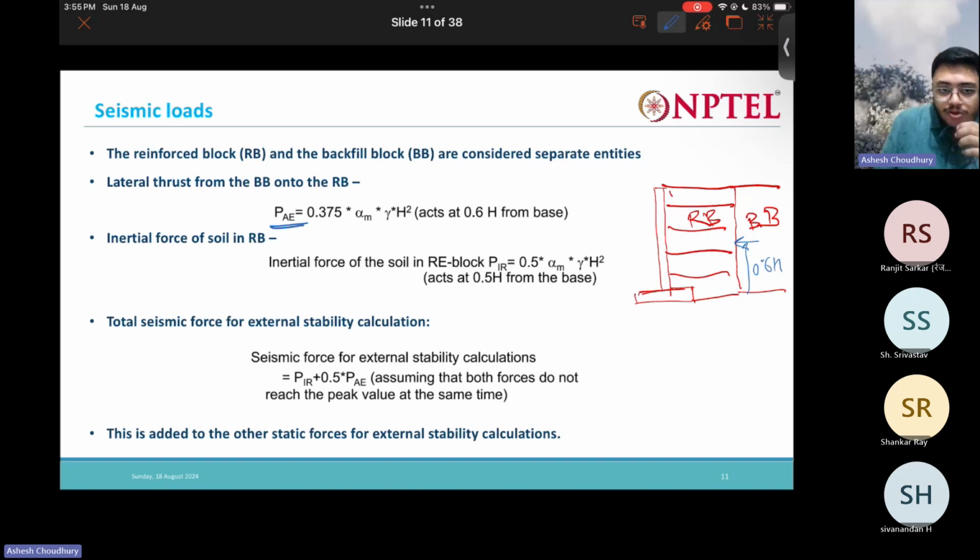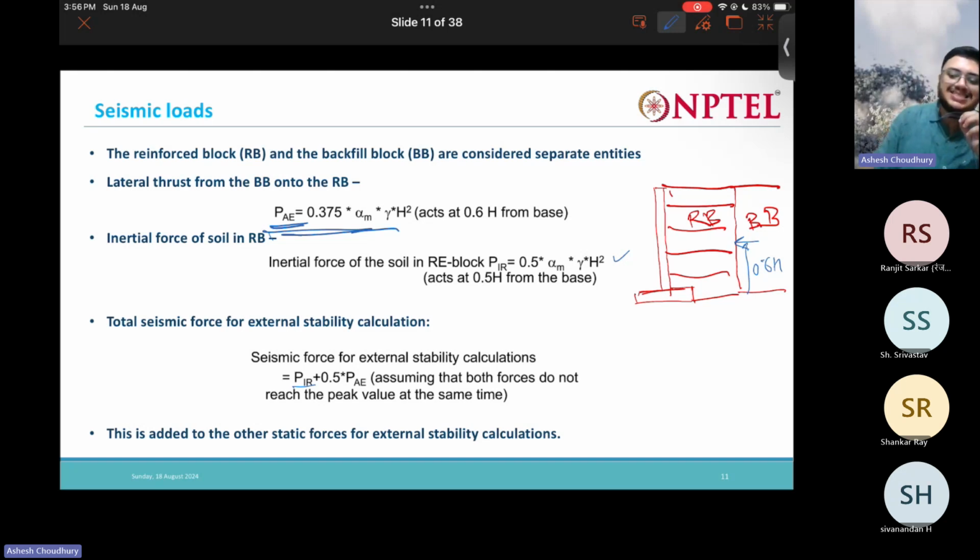The next inertial force is the one acting because the reinforced block itself has some inertial force. That is 0.5 alpha m gamma h square, which is PIR. These two we sum up, and while summing you see that PIR is considered wholly, but only half of PAE is considered, assuming that both forces do not reach the peak value at the same time, so that we do not over design our structure. So it is PIR plus 0.5 times PAE.